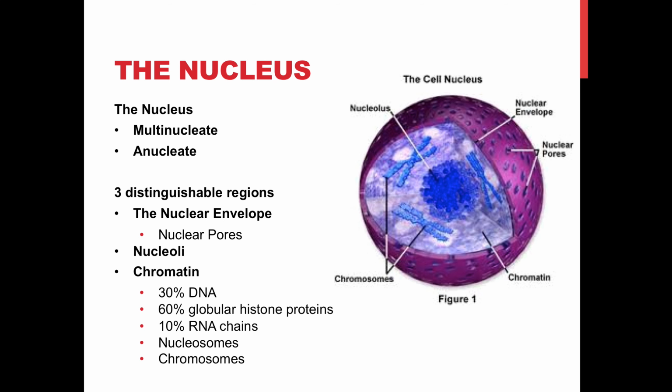And I think we'll go to the book for this one too. So chromatin. Seen through a light microscope, chromatin appears as a fine, unevenly stained network. Special techniques reveal it as a system of bumpy threads weaving through the nucleoplasm. It's composed of approximately 30% DNA, 60% globular histone proteins, and 10% RNA chains.